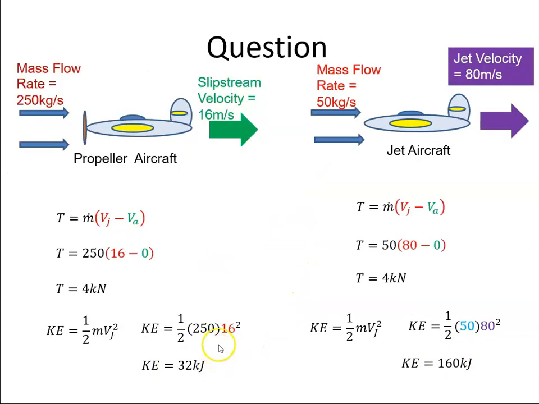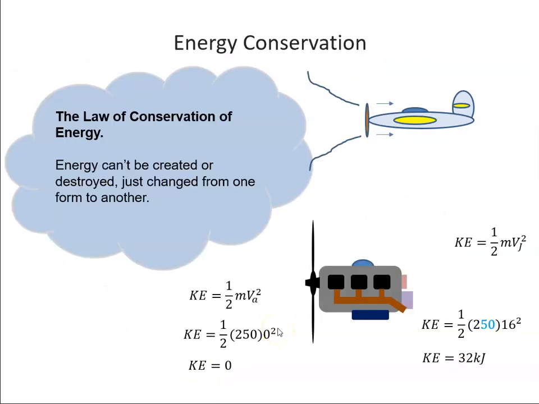If I just go back to this slide here, okay, so it was at rest. 4 kilonewtons of thrust, and we saw that the wake was 32 kilojoules of energy. So if I calculate the energy of the air here, the aircraft's at rest, so there's no energy in the air here, whereas out at this point here, it has 32 kilojoules of energy.